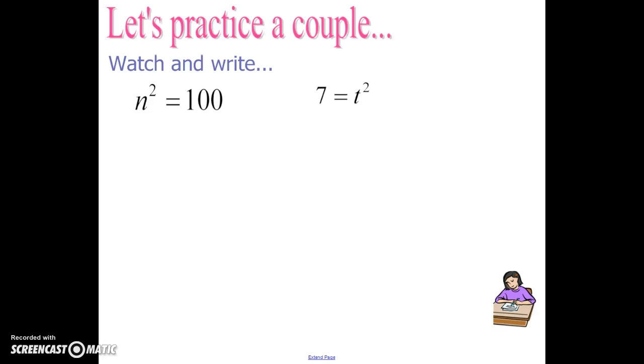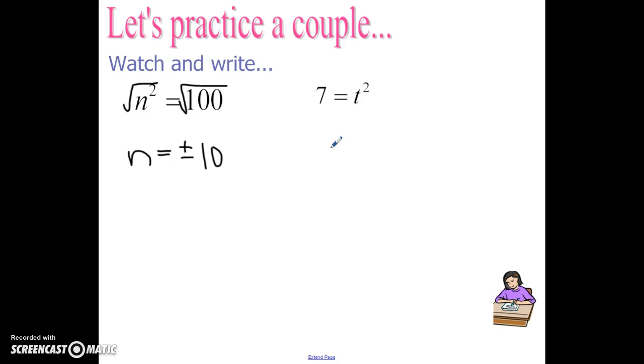Okay, moving on. You do not have these examples, so you're just going to be watching. I take the square root of this side and the square root of this side. I get n equals positive or -10. And then I do the same thing for the 7. Just because it's not a perfect square doesn't mean you can't do it. And in which case we will be rounding to the nearest 100th.